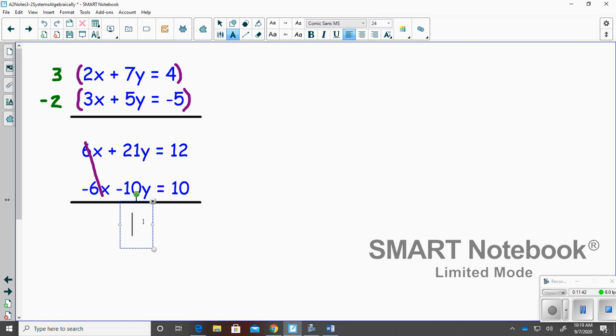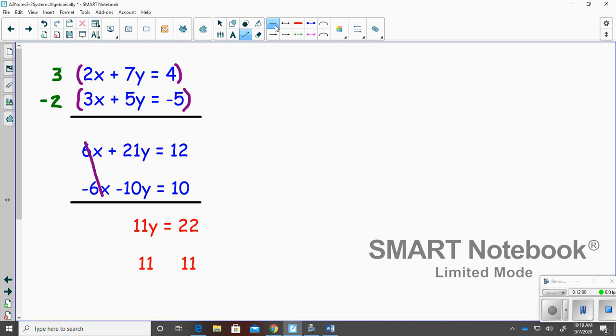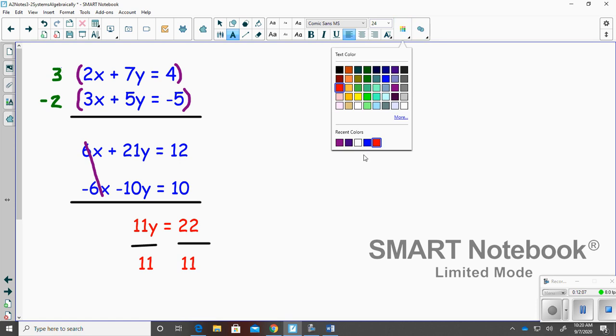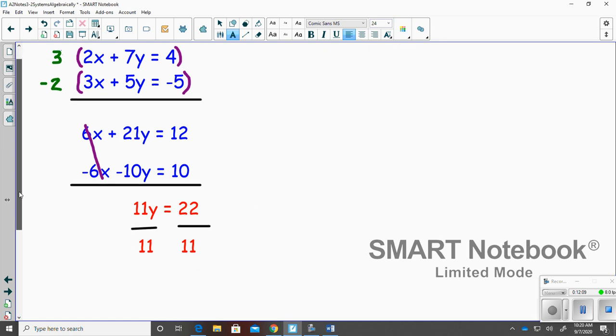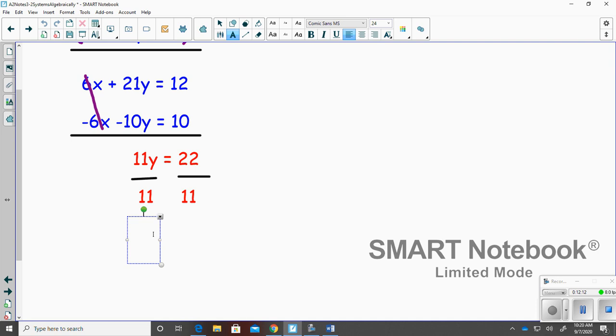So I'm going to drop that down underneath the line, 11y equals, and then I notice that the top equation has a positive 12 and the bottom has positive 10. When I combine those, it gives me a 22. And then I'm going to divide through by 11. The final answer for the y value, since we're solving for that first, is that y is equal to 2.